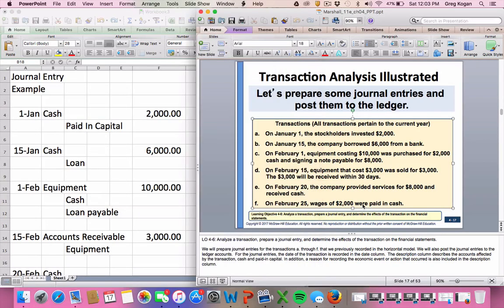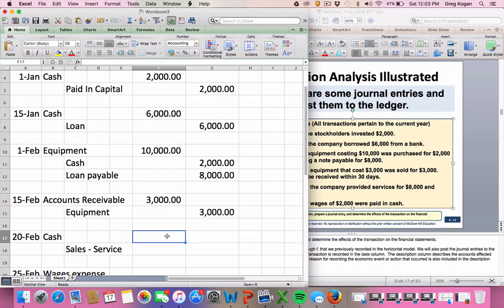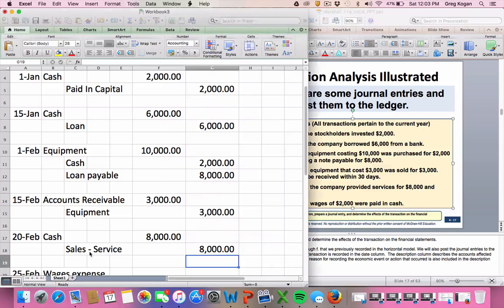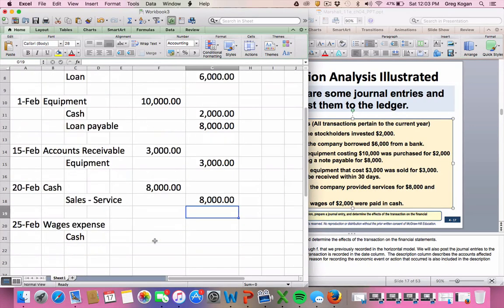So that is an asset, but we call it accounts receivable rather than cash. On February 20th, the company provided services for 8,000 and received cash. So we received cash, and that's basically sales. We can call it service, but it's basically called sales still because you sold something and you received cash. So that will reflect on the balance sheet.